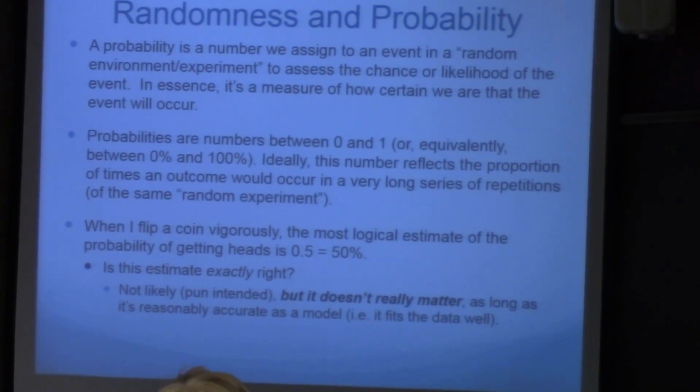Or it could depend on how vigorously you spin it. But you know, it really doesn't matter much for most situations. As long as it's reasonably accurate as a model, it fits the data well, it's not a real big deal whether it's exactly 0.5 or not. It's a reasonable or logical thing to assign to a coin flip.